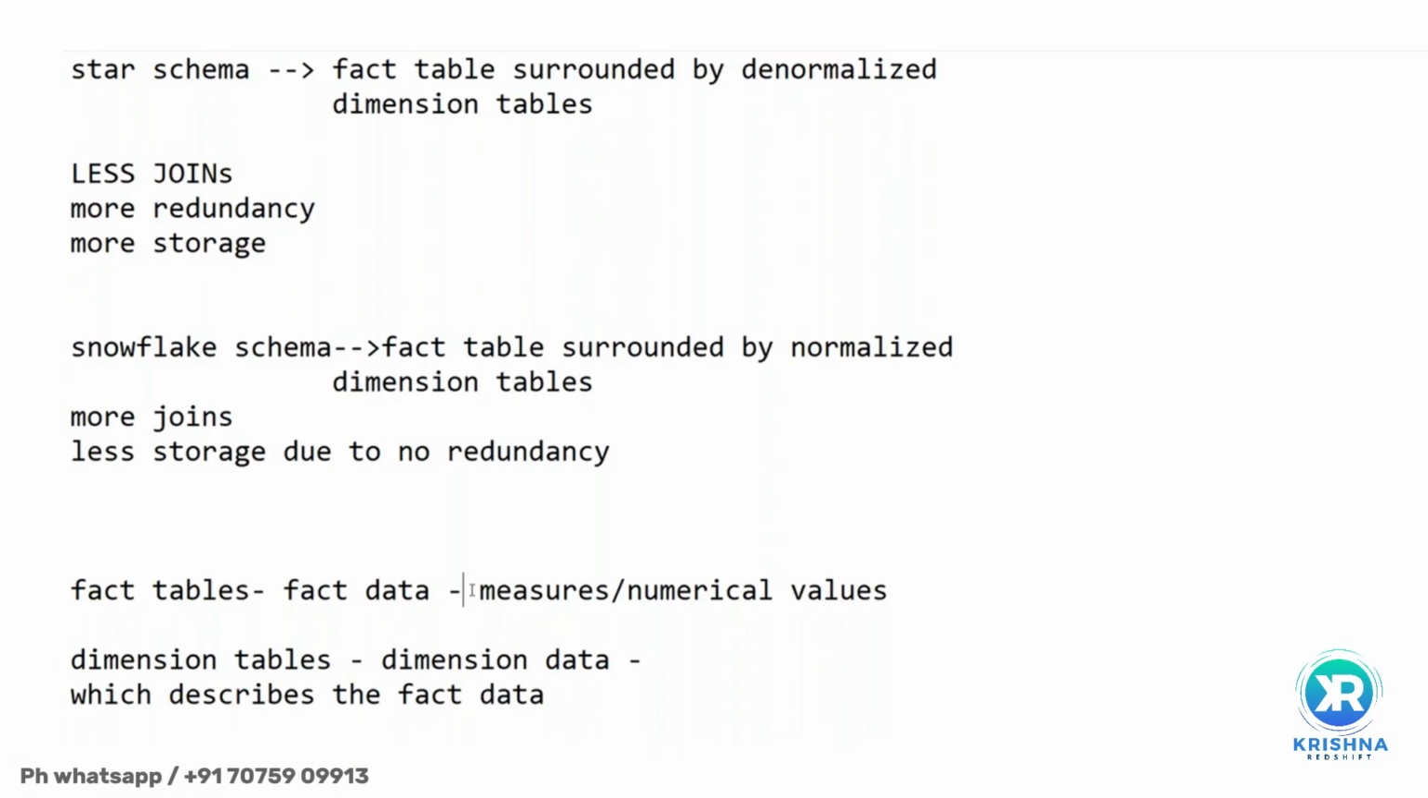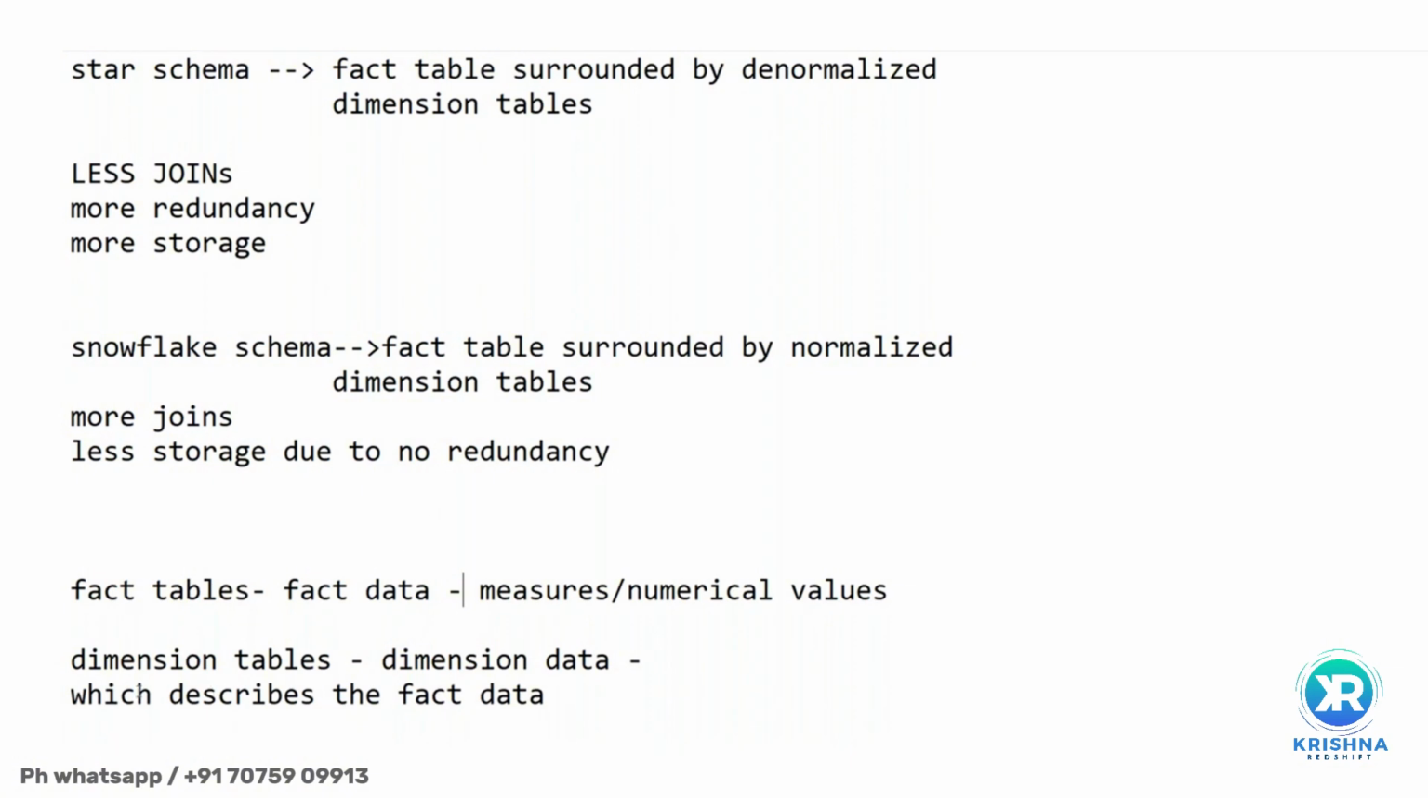For every item, quantity will be there, price will be there. For him it's items sold, for us it's items purchased. But this report will be generated with respect to that store, the supermarket. So items quantity sold, price, this kind of values are called numerical values or measures. That data comes under fact data, and this will be stored in the fact table. I will tell you what a fact table is in a star schema.